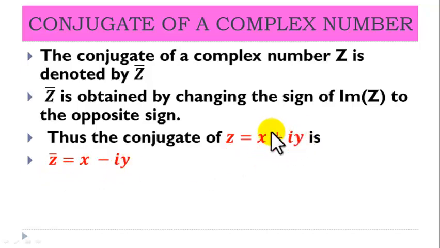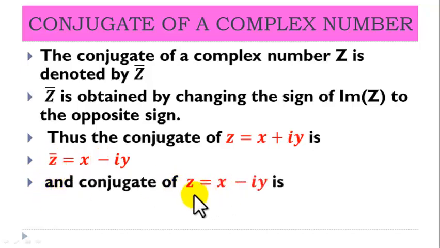Observe that this is the imaginary part with a plus sign, so we simply change this plus sign to minus to obtain the conjugate. Also, the conjugate of z equal to x minus iy is bar z equal to x plus iy. Here the sign of the imaginary part, which is minus, is changed to plus.